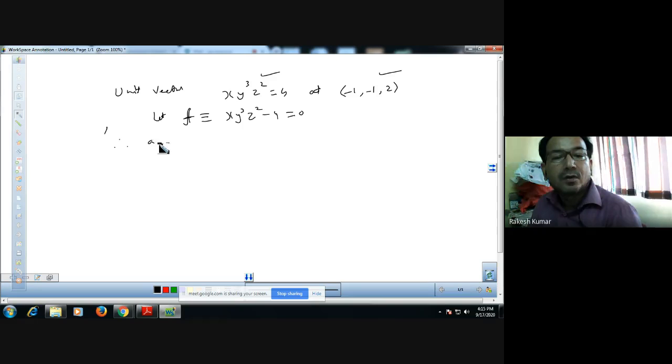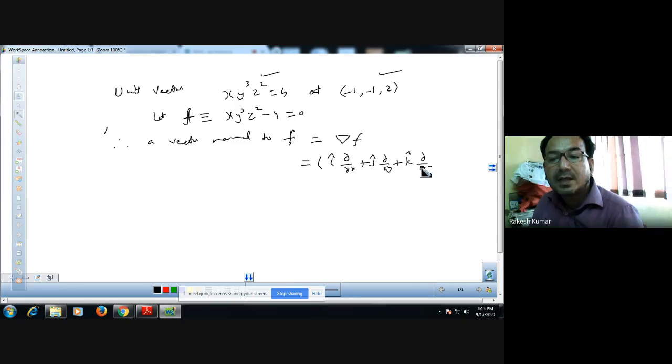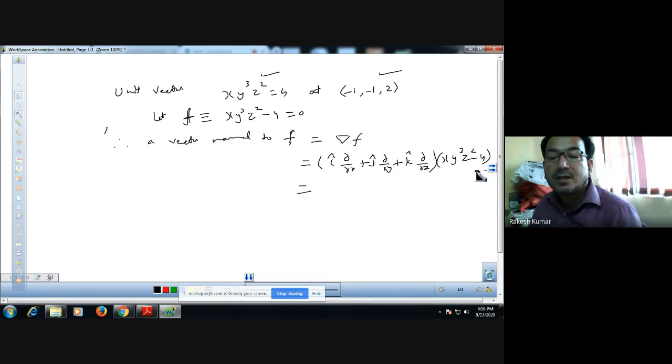So therefore, a vector normal to the surface f will always be equal to the gradient of f. And the gradient, by definition, is i cap ∂/∂x plus j cap ∂/∂y plus k cap ∂/∂z of this surface f. The surface f is x y cube z square minus 4. Now we just find out the gradient of this.